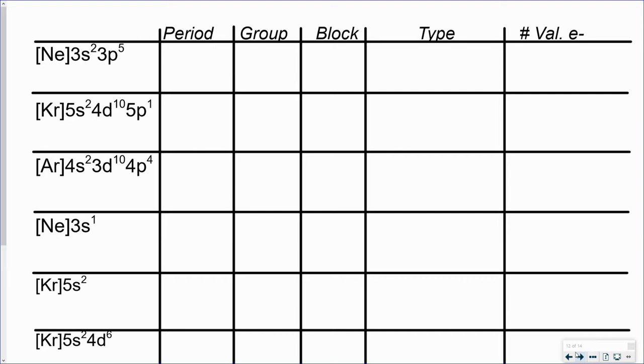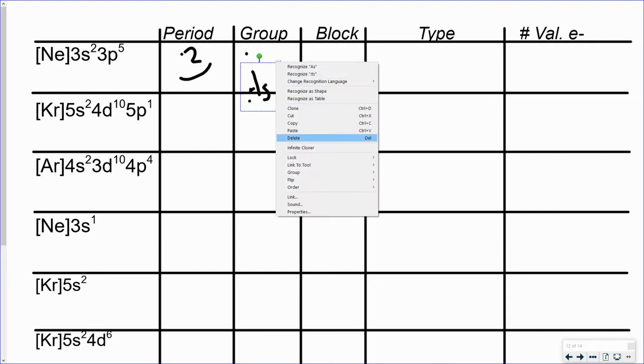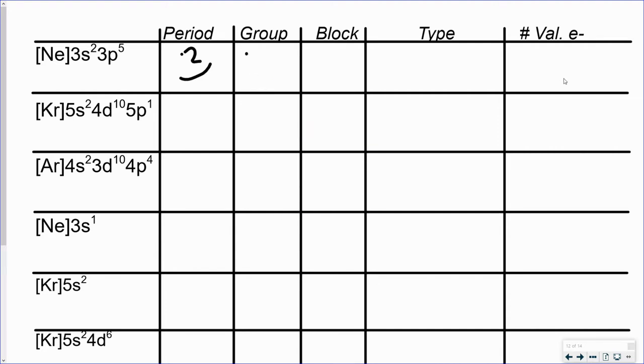So, for example, on this one, we are in the third period. It is in a special group called the halogens. But right now, what we would want you to do is actually not put halogens, but put V11, because that's 7 and 7A. That works right now. The block, it's in the P block. It is a non-metal. And it has 7 valence electrons.